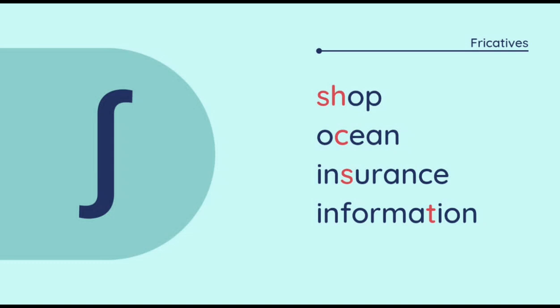Alright, so examples of words that can be formed from it are shop. Majority of the time, it is represented by words that have SH in them. However, we have some other exceptions, like words like ocean. We have insurance, represented by S in that word. Information, represented by T in that word. Shop, ocean, insurance, and information.